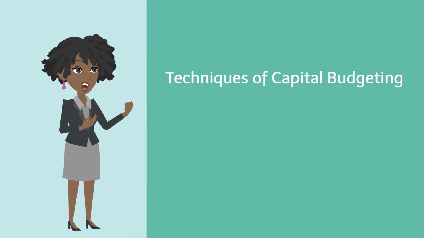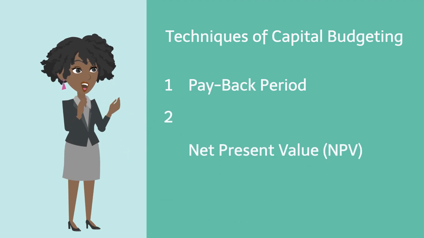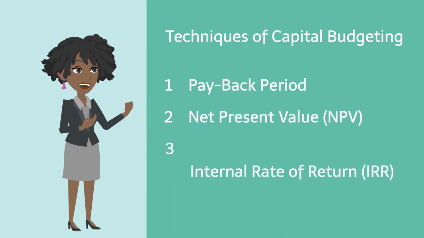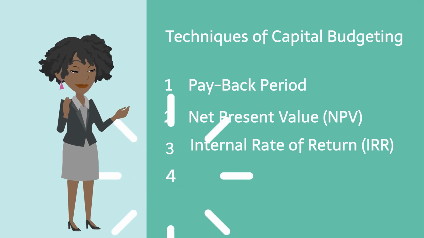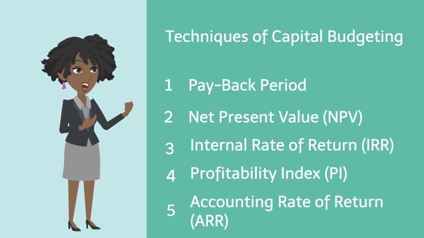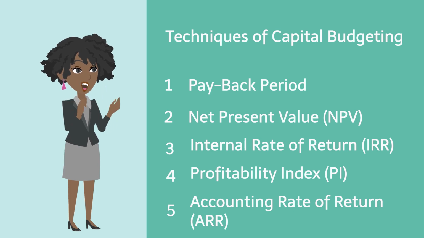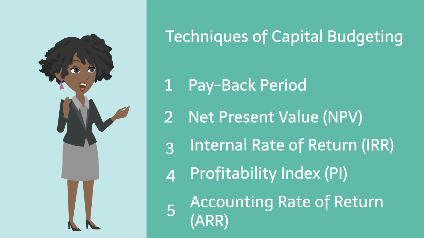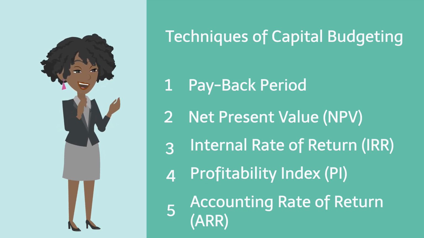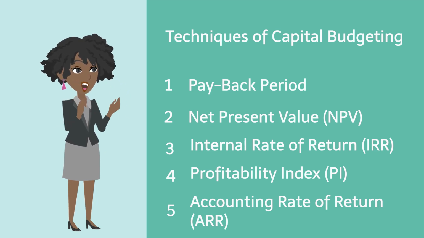The major techniques used to evaluate a decision using capital budgeting are Payback Period, NPV, that is net present value, IRR, that is internal rate of return, Profitability Index, PI, and accounting rate of return, ARR. These techniques help in determining whether a project is financially viable and should be pursued. Let's understand these techniques in depth and how to calculate the project feasibility under each technique.